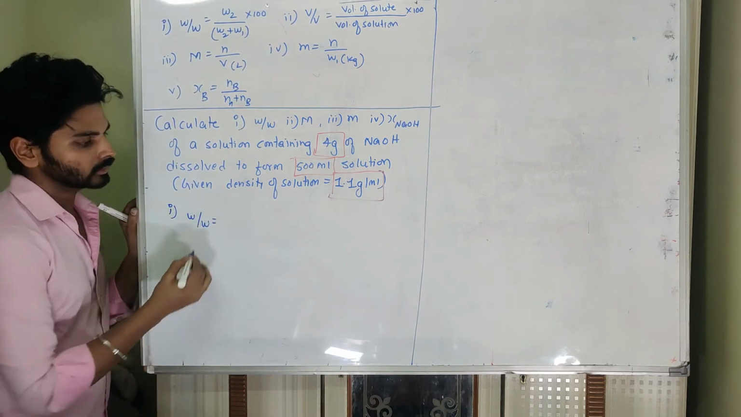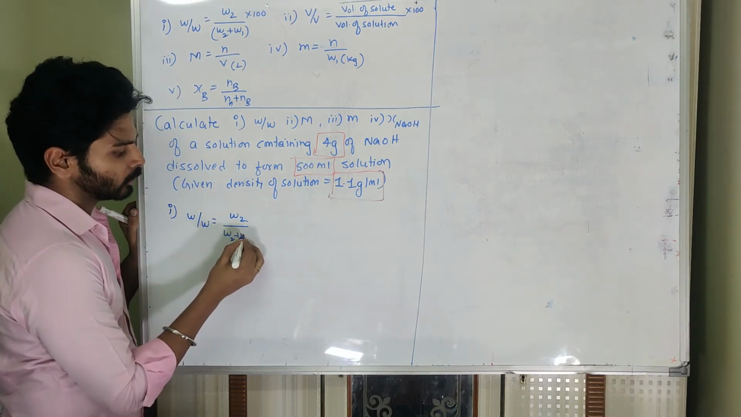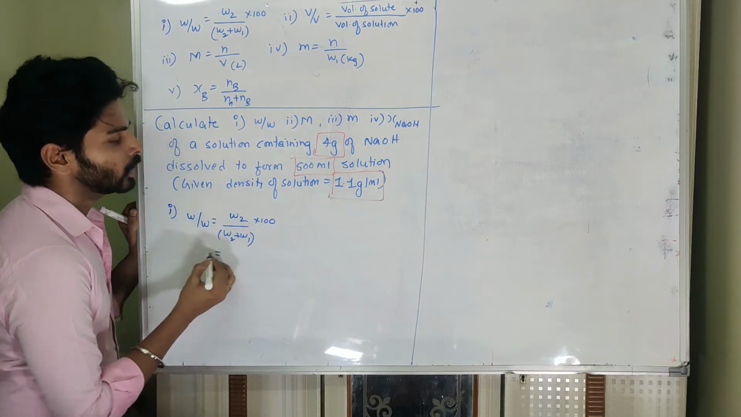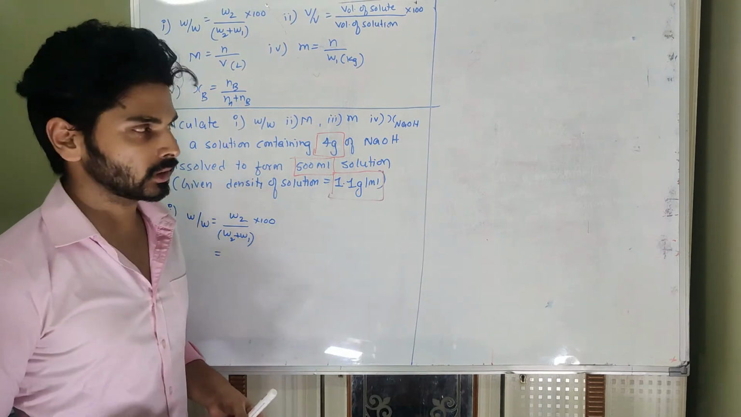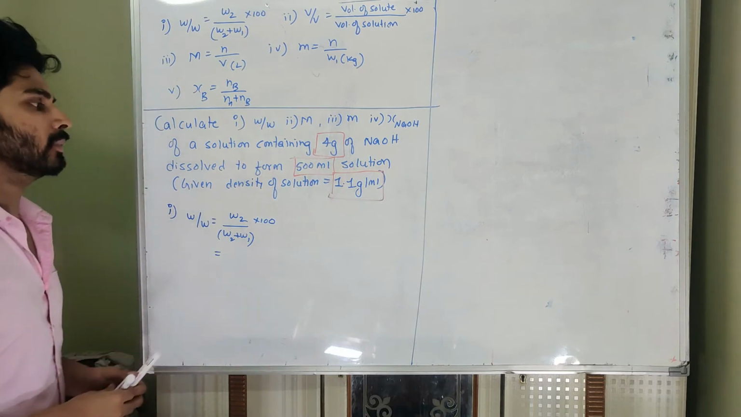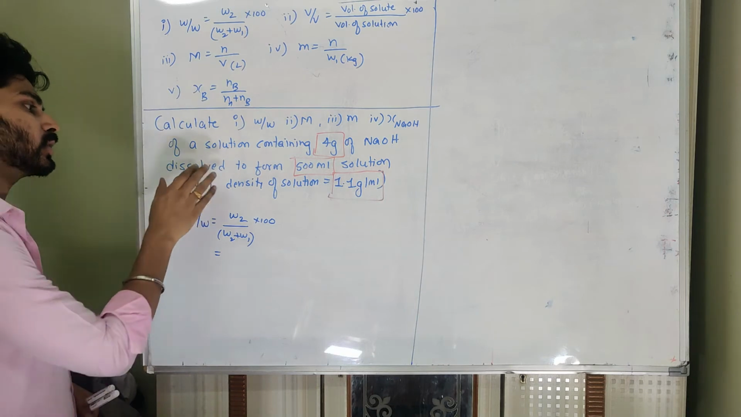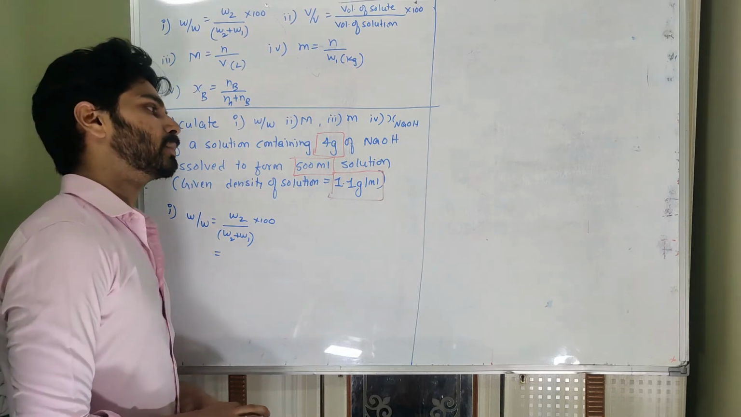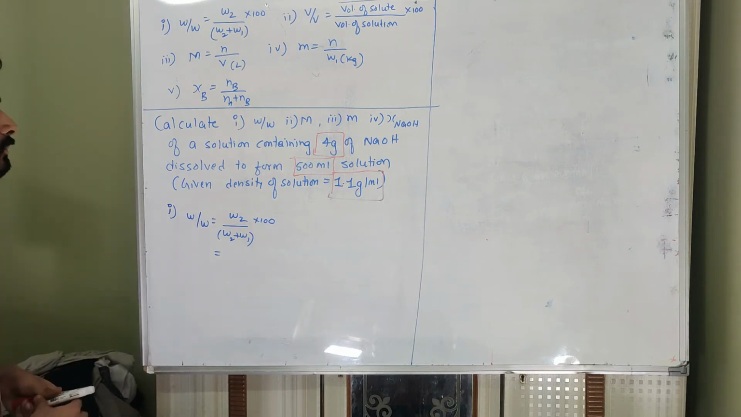W by W is W2, that is mass of solute, upon W2 plus W1, the sum of masses of them, into 100. So here NaOH is solute. Remember, always water will be the solvent, though it is not visible in the problem, they are saying that dissolve to form 500 ml of solution. It is dissolved in water always. So unless it is mentioned, we have to assume that solution is made in water. So NaOH is solute here, water is solvent.